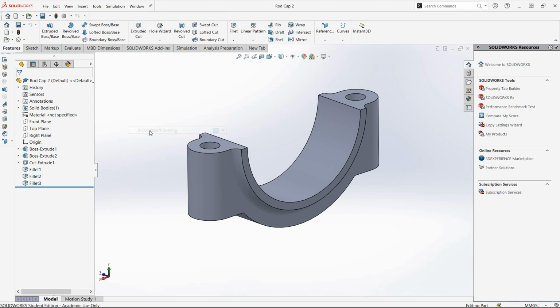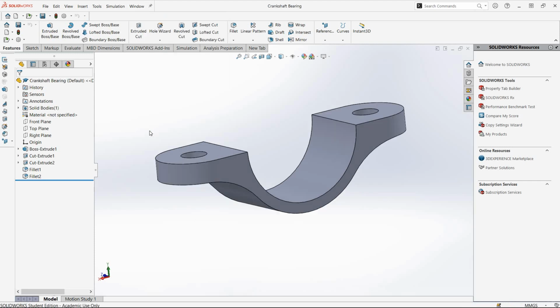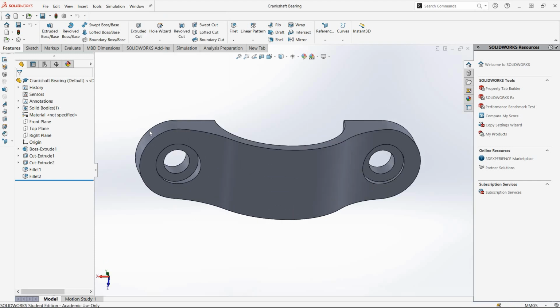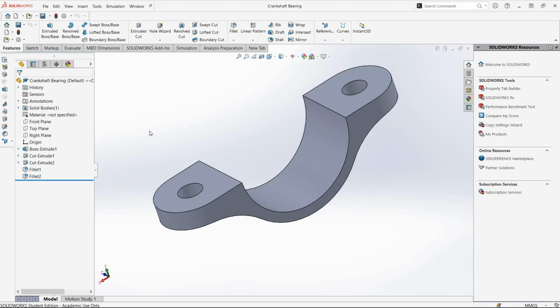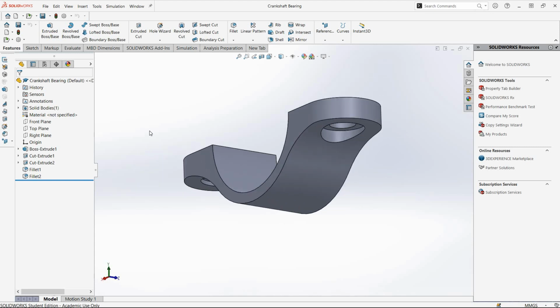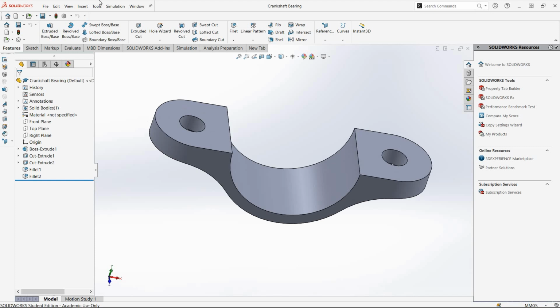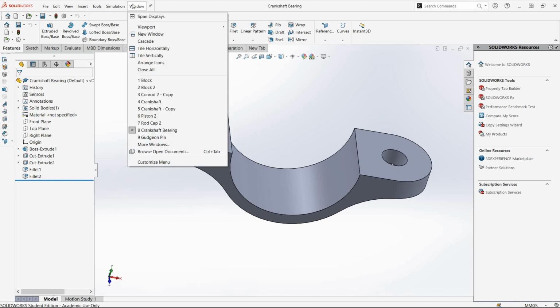Anyway, moving on to the crankshaft bearing. Now, the crankshaft bearing ultimately holds the crankshaft to the block. That's all I have to say, really. I mean, this is it. Anyway, moving on to the gudgeon pin.